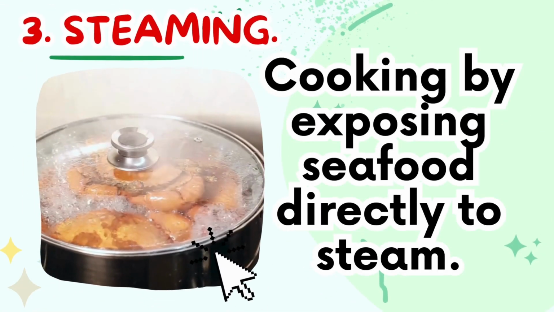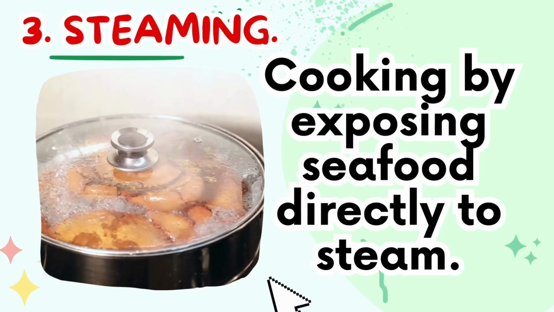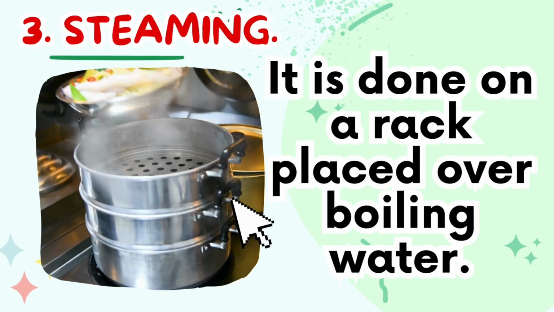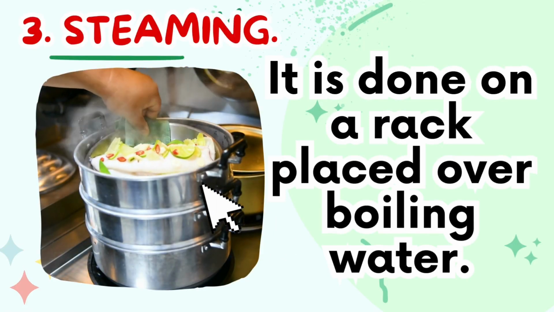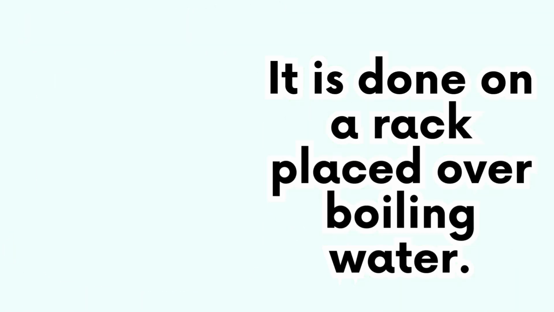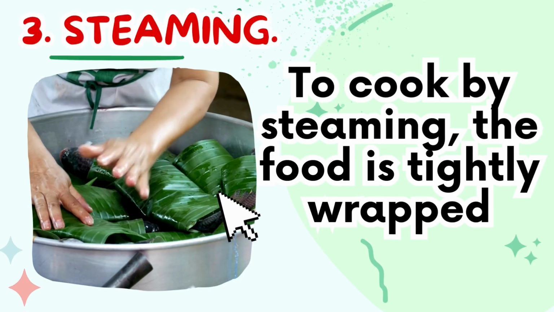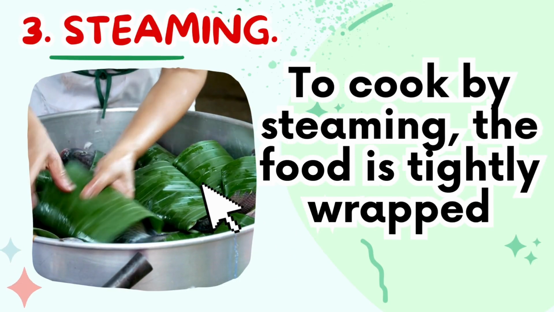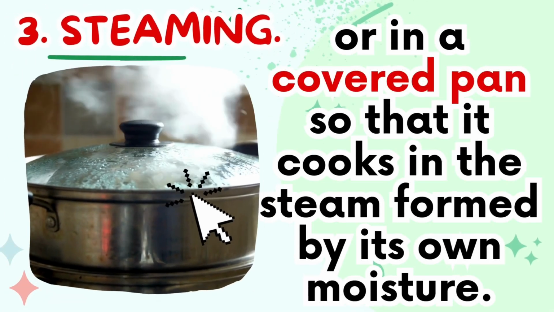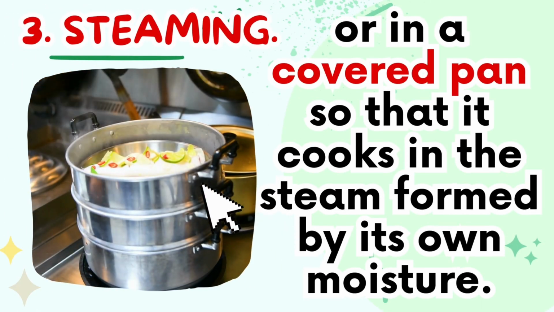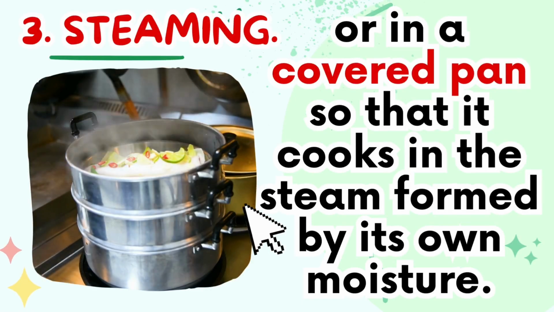Number 3. Steaming. Cooking by exposing seafood directly to steam. It is done on a rack placed over boiling water. To cook by steaming, the food is tightly wrapped, or in a covered pan so that it cooks in the steam formed by its own moisture.